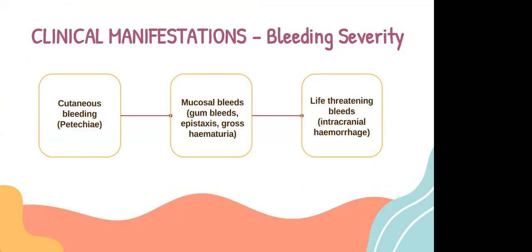So the bleeding severity of ITP can range from cutaneous bleeding to mucosal bleeds and to life-threatening bleeds, which is intracranial hemorrhage. So this is the most serious clinical manifestation or complication of ITP. So when patients present with the signs and symptoms of ICH, such as seizure, headache, altered mental status, immediate evaluation is needed for that particular patient.